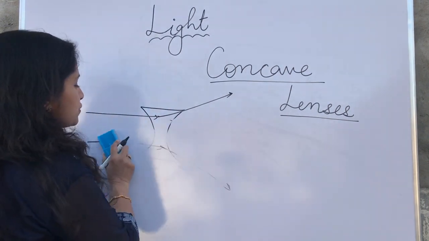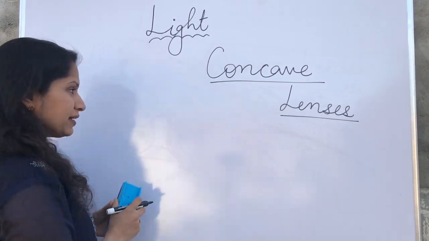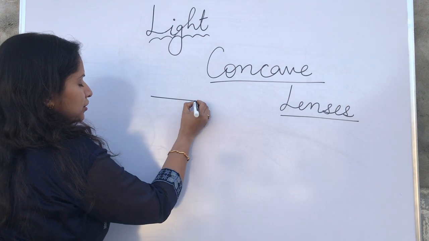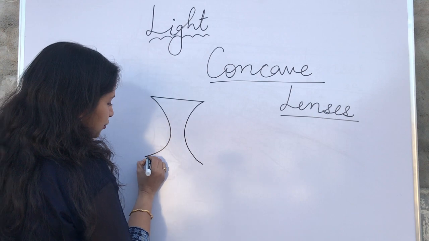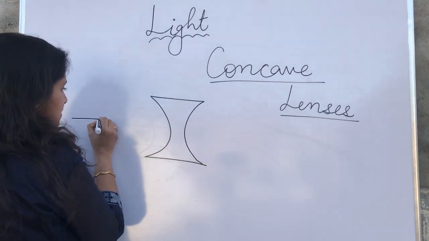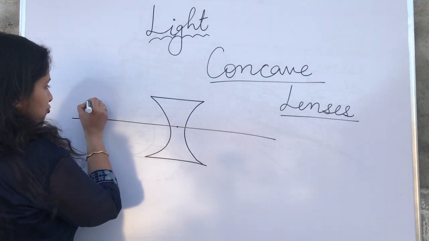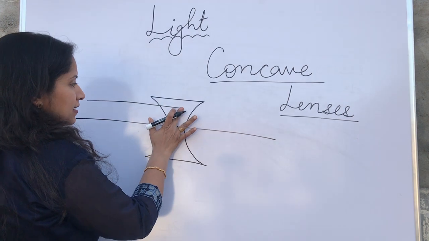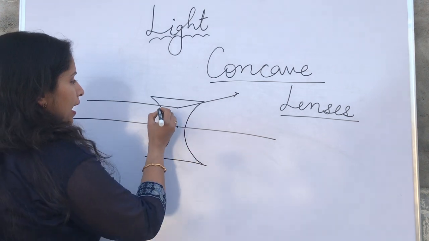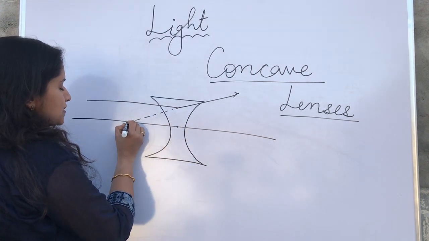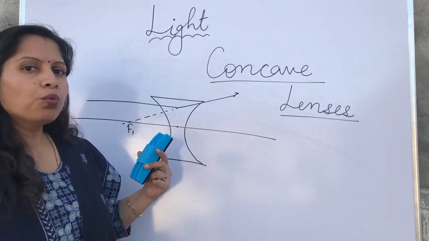Okay, so let's see the rules. It's quite similar to that of convex lenses, just that it's a diverging lens. So this is our principal axis, this is the optical center, and if a light ray is coming parallel to the principal axis, then after refraction from the lens, it is going to diverge and appear to be coming from the focus. It will appear as if it is coming from F1. So this is rule number 1.